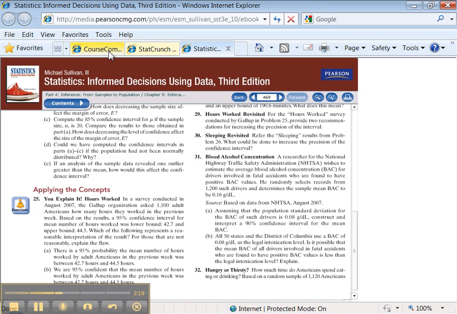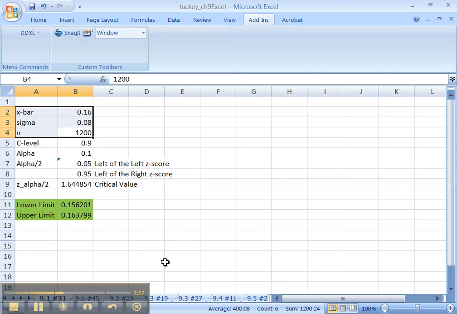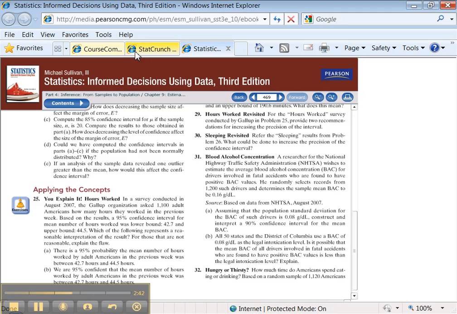Last but not least, I wanted to talk about the way that we did this. First of all, by no means is this the only way to do it. Even in Excel, there's other ways to do it. DDXL will actually not do this type of problem. DDXL only constructs confidence intervals if you have a table of data. But that doesn't mean that this is your only alternative. There is also the StatCrunch, so let me show you that real quick.